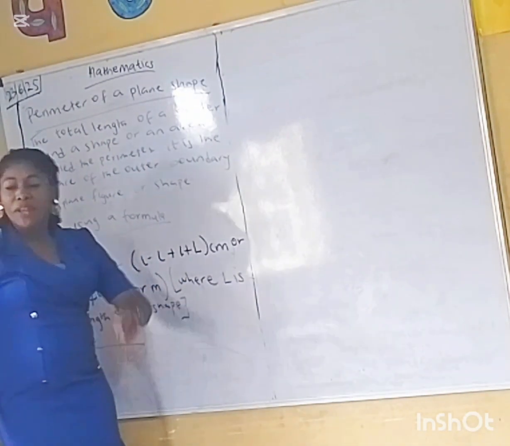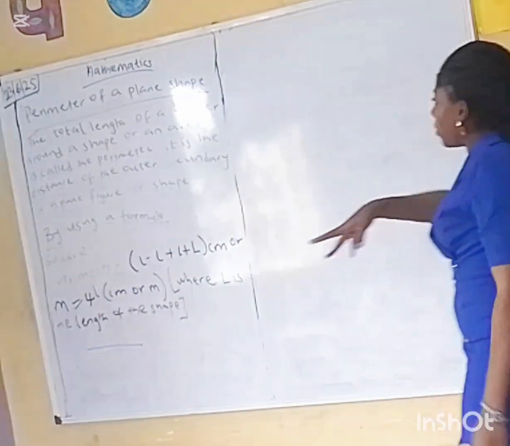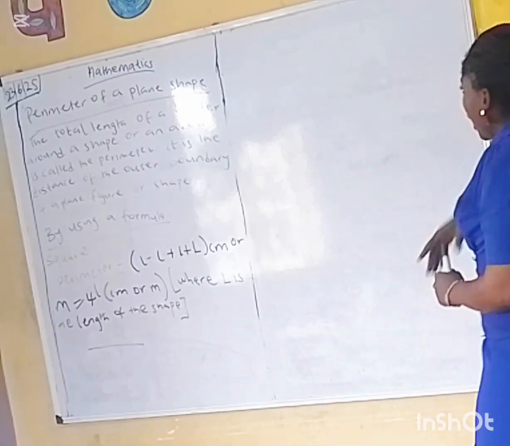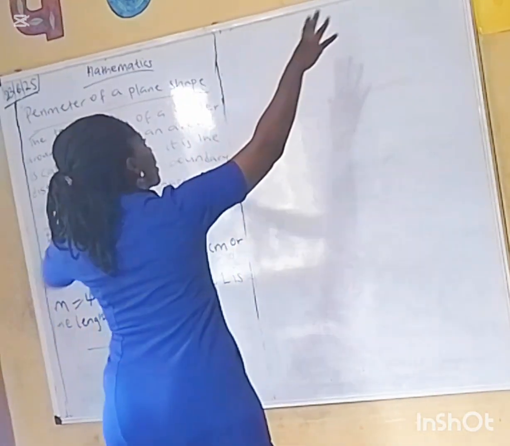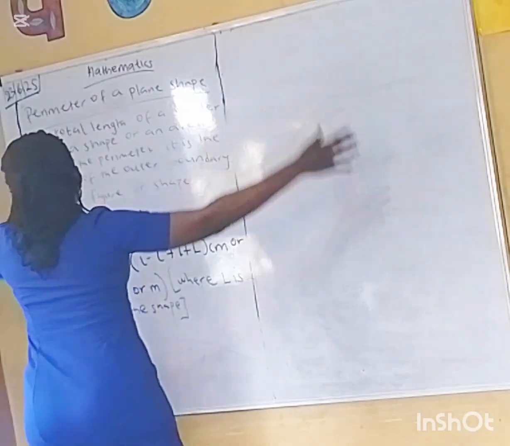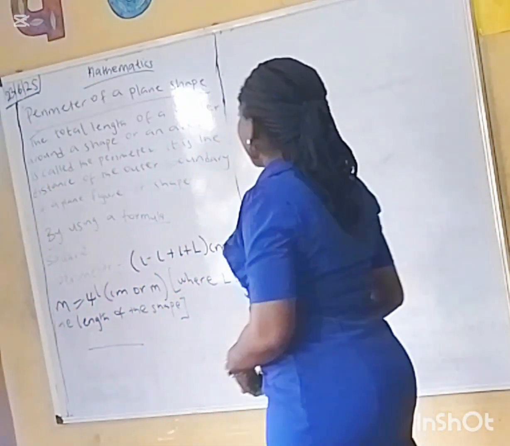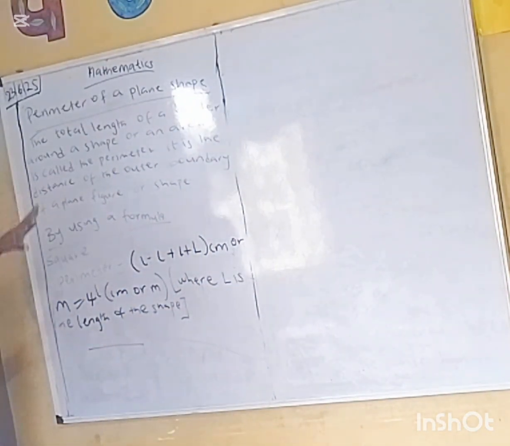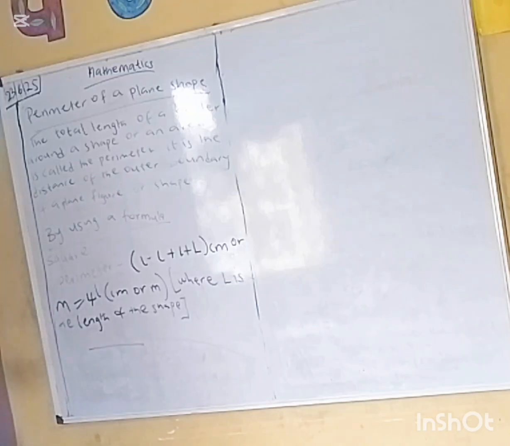Now when you are asked to solve the perimeter of any plane shape, don't forget we say a plane shape is a shape that you can see the length and the breadth. If you are asked to solve the perimeter of this shape, what am I asking you to do? Tell me the distance covered, the border around it. Are you seeing it now? I said the perimeter of a shape is the total length of a border around a shape or an area. It is the distance of the outer boundary of the plane shape or the plane figure.